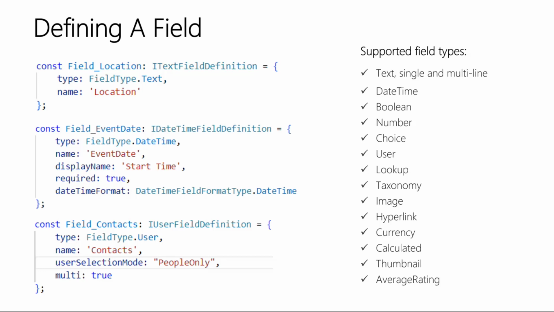In our last example, we are creating a user field. This field will allow multiple values, but it will only allow the user to select accounts and not groups. As you can see on the right-hand side of the slide, we support nearly every major field type in SharePoint, including numbers, choice fields, yes/no, lookups, taxonomy, even ratings.